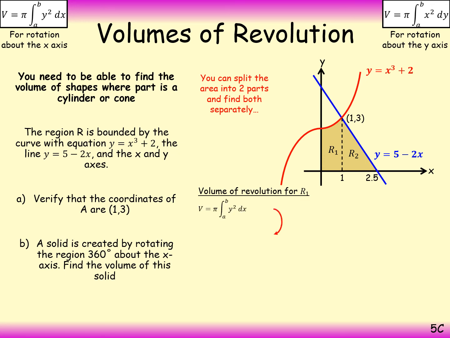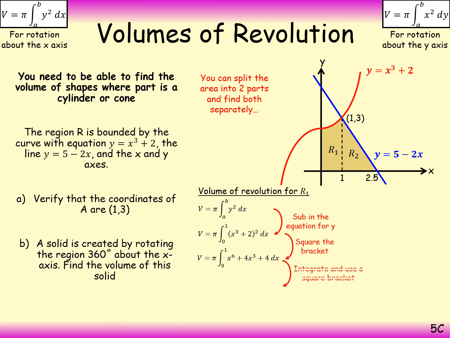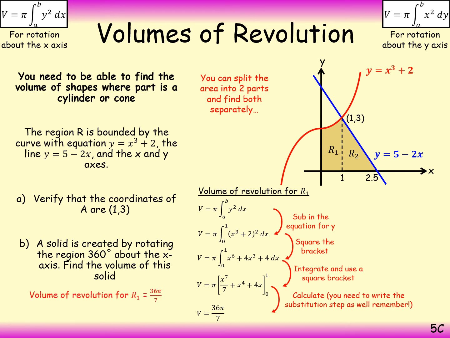if we work out the volume of R1, we're only focusing on the cubic graph. So if we square the cubic graph and multiply by pi, once we substitute in the limits, in exact form, we get 36 pi over 7.